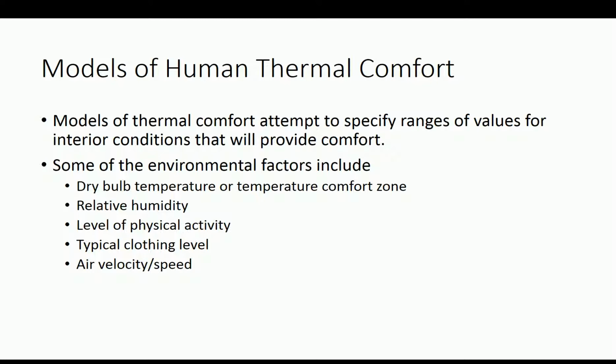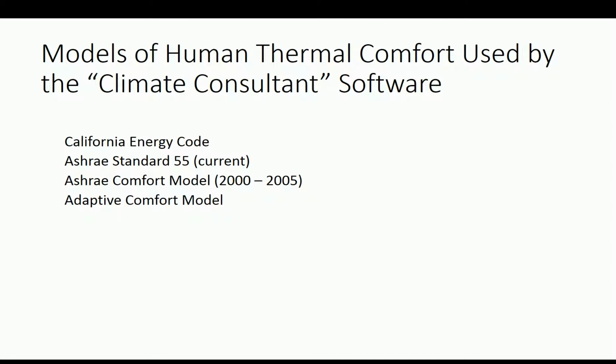All right. Okay. So some of the typical models of human comfort that you might come into contact with in some of the software that you'll be using are the California Energy Code model, and then 2 or 3 ASHRAE models. ASHRAE is the American Society of Heating, Refrigeration, and Air Conditioning Engineers. And then there's an adaptive comfort model that's a little more complicated than the other 2.